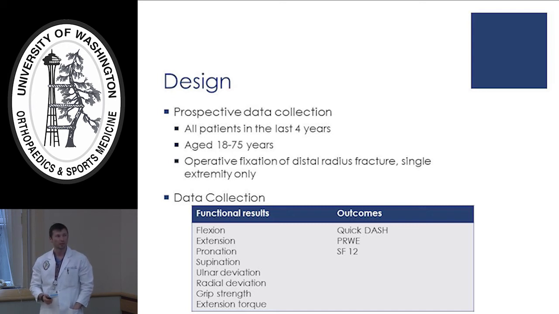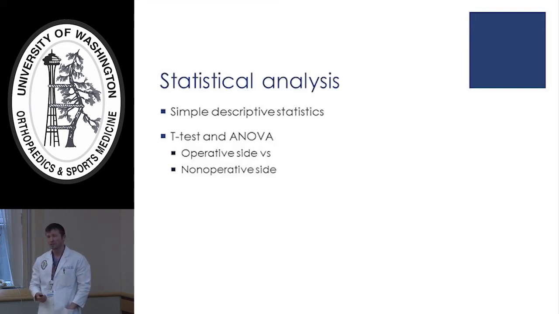the distal radius fracture. And then we're going to invite them back and collect functional analysis with flexion extension, pronation, supination, ulnar deviation, grip strength, extension torque, and then see how they're doing as far as outcome scores as well with three standard small surveys. The statistical analysis that we'll be doing is basically just simple descriptive statistics for functional outcomes, and then we will be able to compare to their non-operative side as far as whether or not they have a decrease or relative increase in grip strength in those measures.